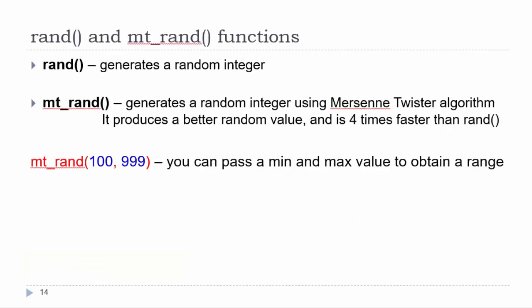Two commonly used functions to generate a random number, rand and mt_rand. They essentially do the same thing. mt_rand generates an integer. By the way, these are whole numbers using a specific algorithm which produces a better value and is faster than rand. Here, if you were to just use the function, it would generate the number from 0 probably to maybe a 6-digit value, a random number within a very high range. By passing a minimum and maximum value to either function allows you to obtain a value within that range. So in this example, I am generating a random number between 100 and 999. If you wanted a decimal, you would just divide by 10.